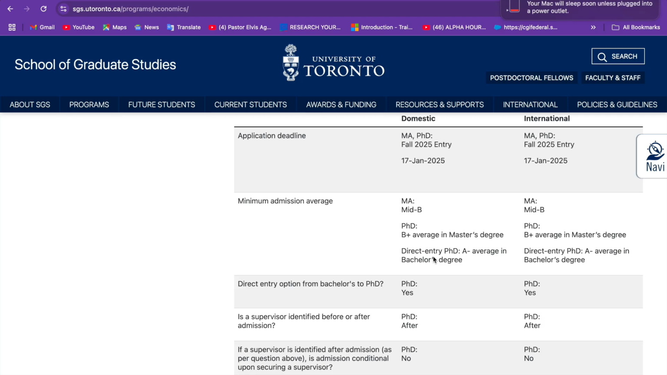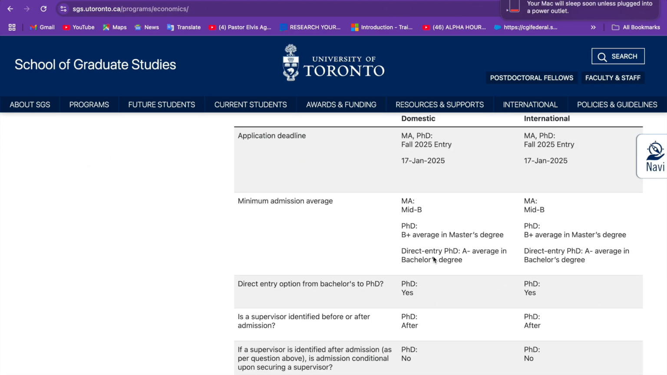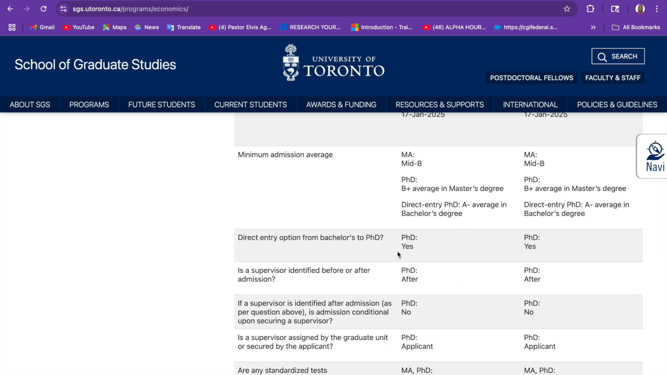And you can apply to a PhD directly without needing a master's degree at all. This is one. Okay, so you don't need a master's degree to apply for a PhD at the University of Toronto. Very simple and easy. Just go in there, apply. If you have a BA in economics and mathematics from the University of Cape Coast or Tech or Legon, you qualify for a PhD straight away at the University of Toronto. The direct entry option from bachelor's, that is what it means.